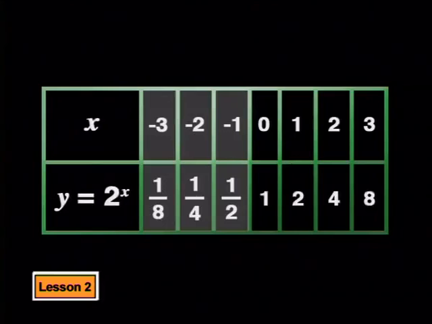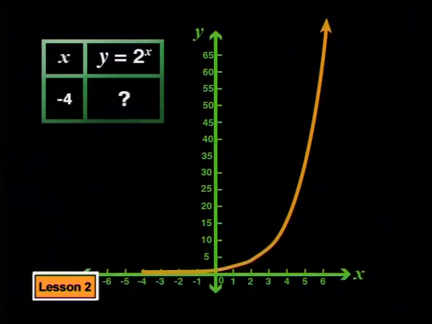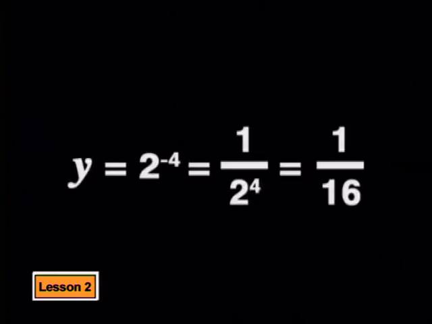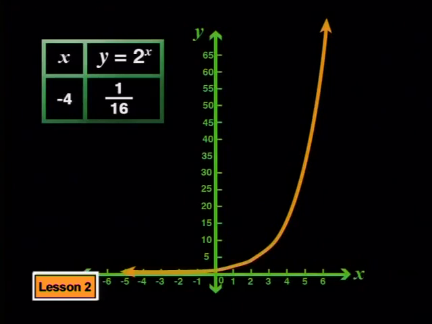Now let's have a look at the negative x values that we have on the graph. Their y values are all fractions between 0 and 1. So where do you think the point for x equals -4 will be? Let's check. y equals 2 to the -4, which is 1 divided by 2 to the 4. That's 1/16. So the point is still positive, but closer to the x-axis.